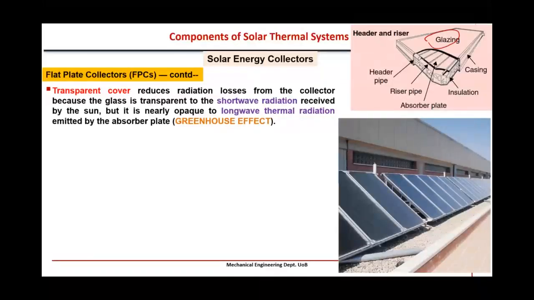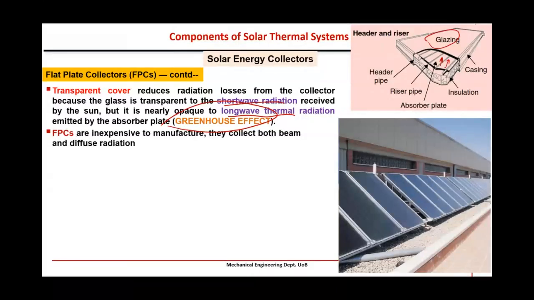Purpose of cover I already explained. So it will allow the short wave radiation to pass through, and it will block the long wave radiation which is emitted by that absorber, and that will create a greenhouse effect. So these flat plate solar collectors are inexpensive to manufacture. These are the simplest type of solar collectors which we can have.